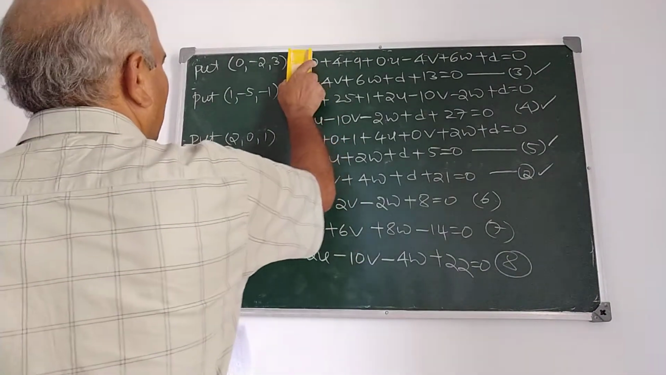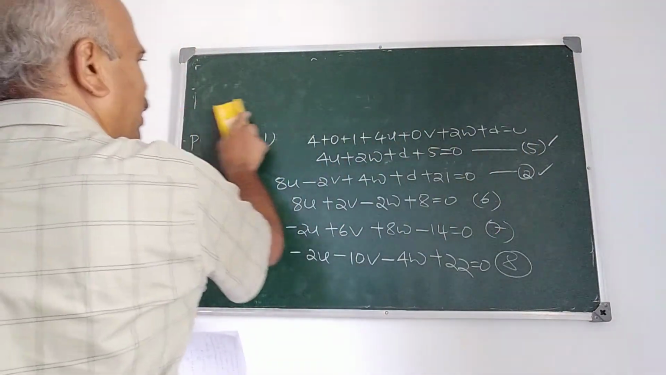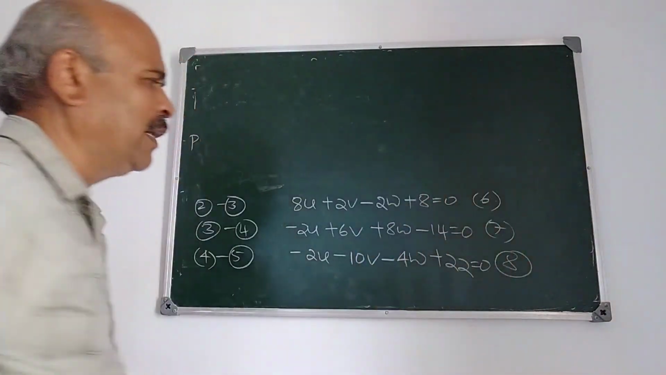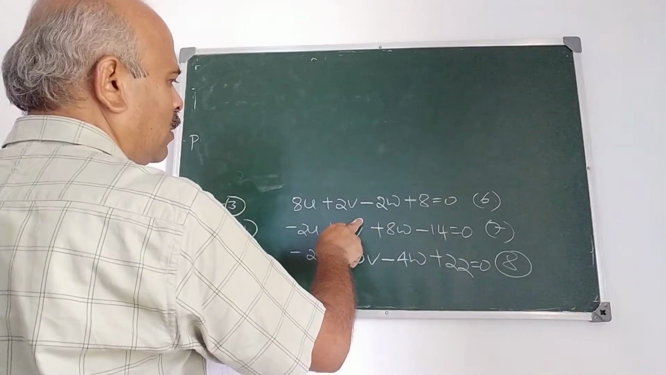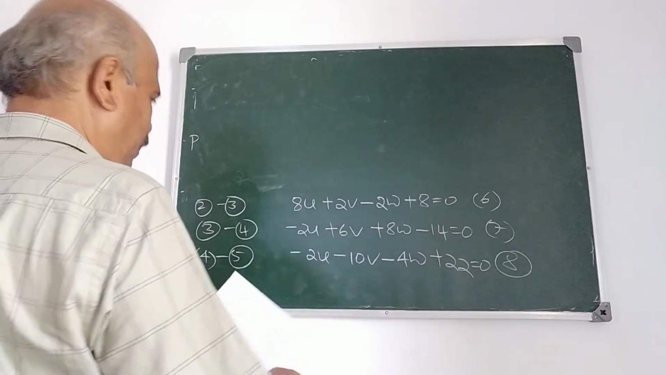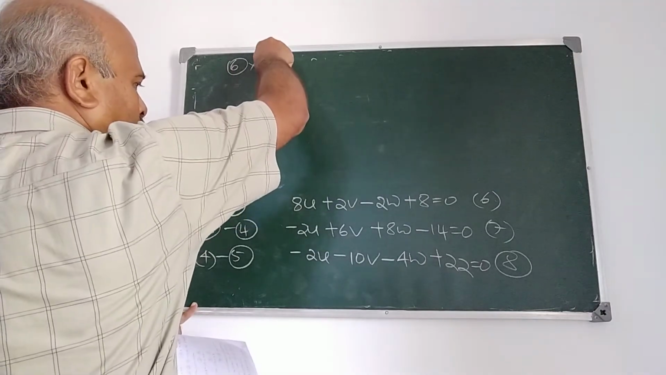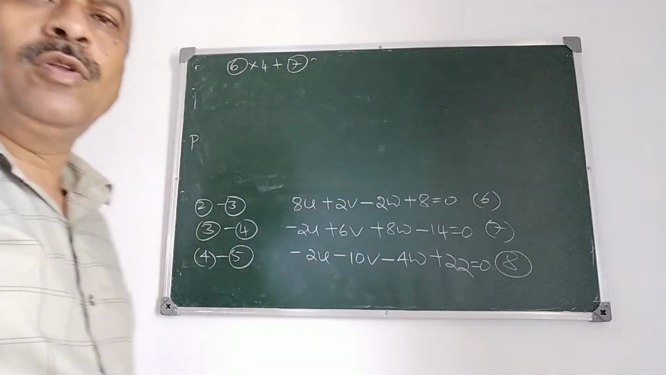These are three equations in u, v, w. Three equations we have obtained: 6, 7, 8. Again we eliminate w now. How do you eliminate w? We consider equation 6 into 4 plus 7. We have to eliminate w now.